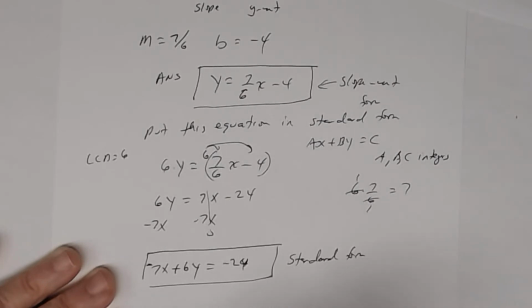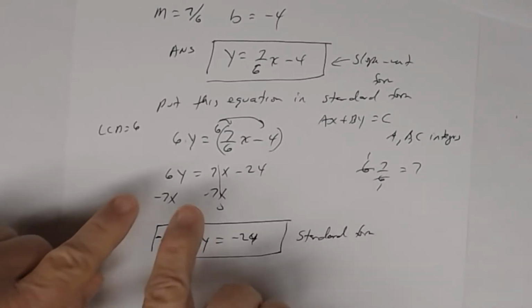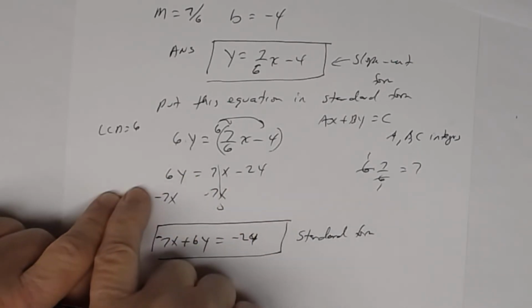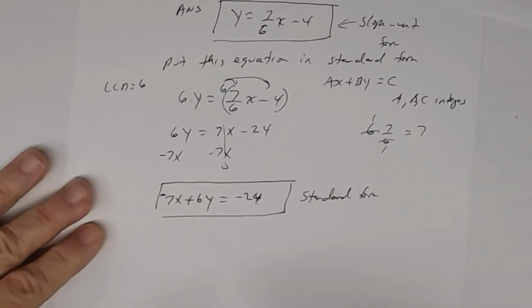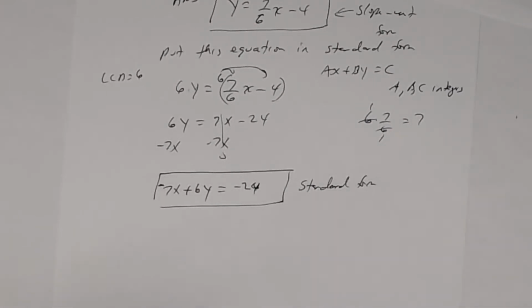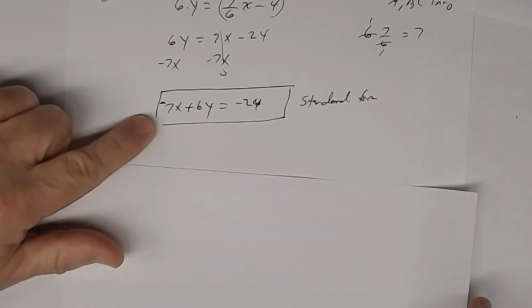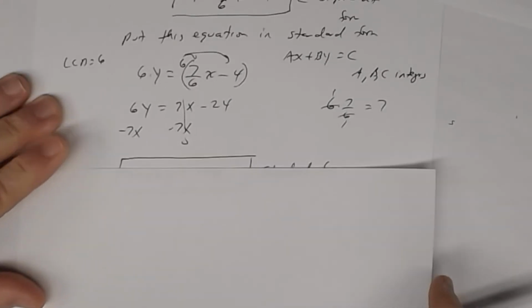That is standard form. All right, now just to remind you, someone else could have brought the 6y over and the negative 24 over. So I just want to show you this. Someone else could have done this. So I'm just letting you know that this standard form could have had different signs. All right, so I just want to show you what could have happened.